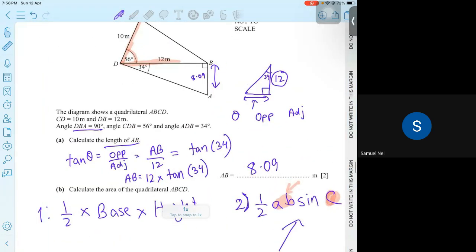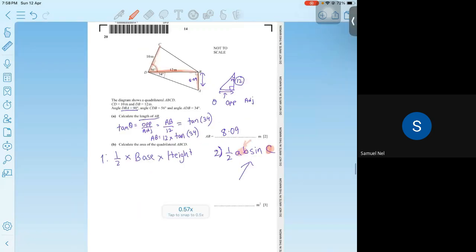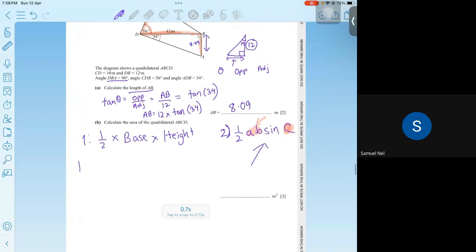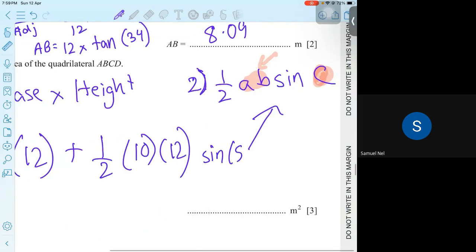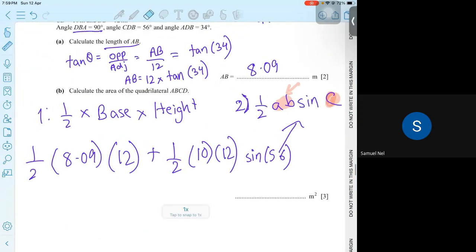And for the first one, I need the base. Base is 8.09. The height is 12. I already have the right angle triangle, right? So let's plug in these values. For the first triangle, it's half into 8.09 into 12. And then for the second triangle, it comes out to be half for AB, I think it's 10 into 12. So 10 into 12. And then for sine C, we have sine 56. Any questions? Are you all with me?